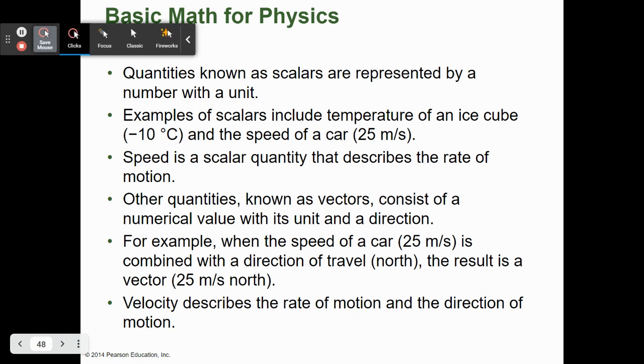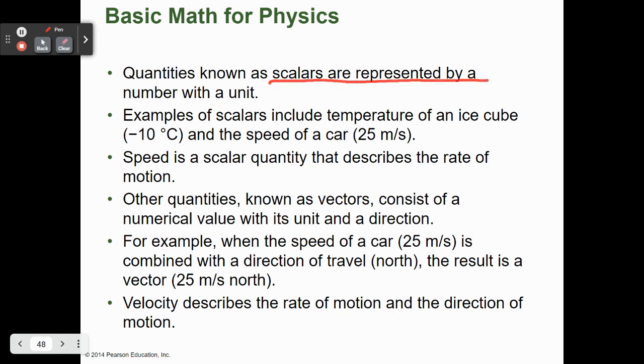All right, so this is going to be new. You probably have not used or heard these words before. Scalar quantities are quantities that are represented by a number with a unit. So if I measure something and I say it is 48 meters, that is what we call a scalar quantity. It's a number and a unit, and that's it.